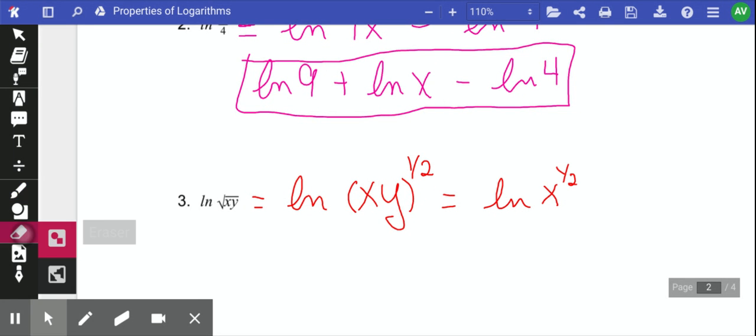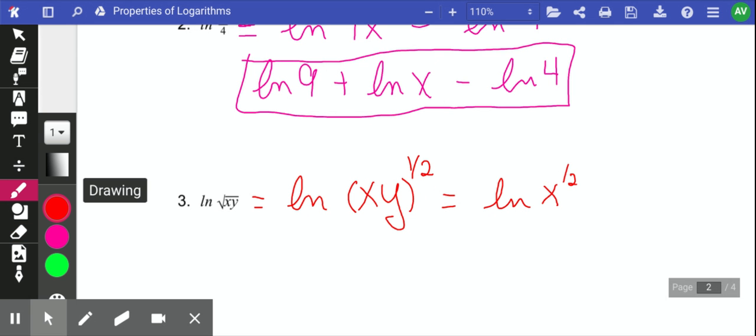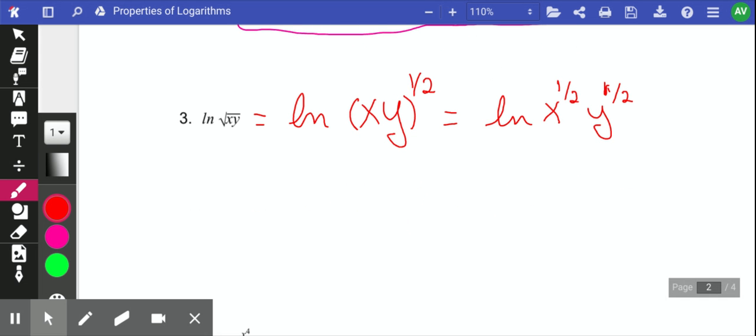Oh, sorry, that doesn't look much like a 1. To the 1/2 power for x and the 1/2 power for y. So this was just me rewriting it. So now I have two variables, both being raised to a power, and they're being multiplied by each other. So I'm going to be using the product rule, or the product property, and I'm also going to be using the power property here. So first, let me separate them for their product. So that's going to be the natural log of x to the 1/2 power plus the natural log of y to the 1/2 power.